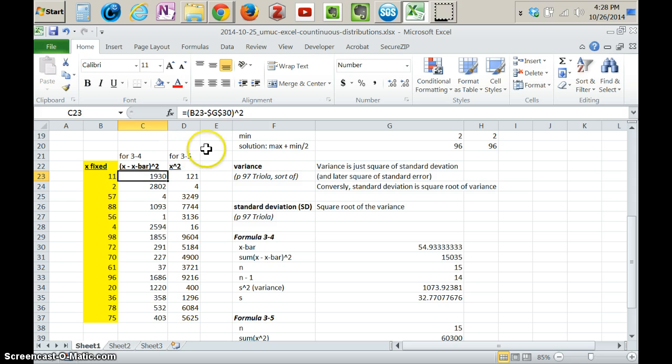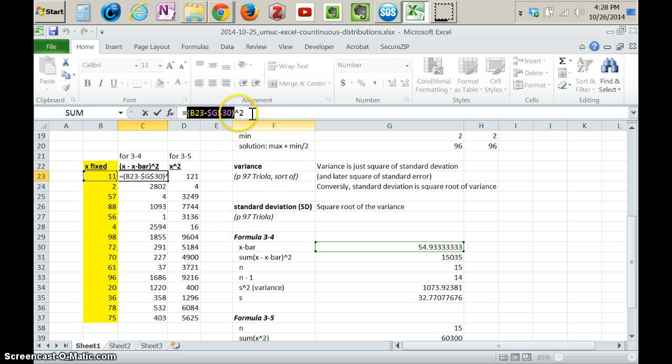One of the mistakes that people will make here is they'll do the sum of the x minus x bar. They'll just do this little piece and then sum everything and then try to square it.